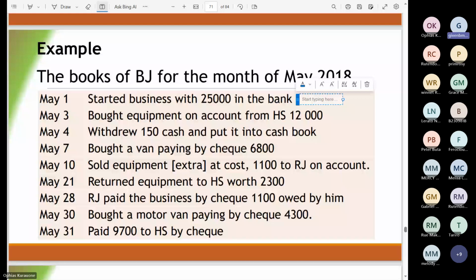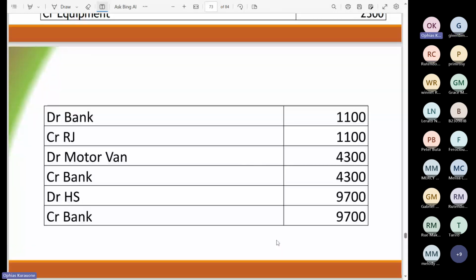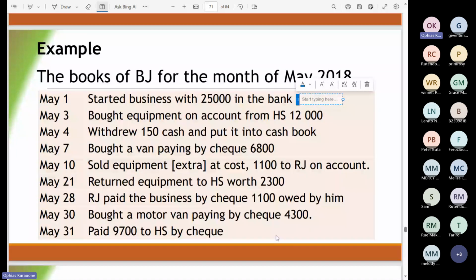Maybe there are other transactions, but I'm not seeing them. Okay, what you can do now, start by understanding here: starting a business with 25,000. Which two accounts are affected here? The capital account and the bank account. Capital and bank, yes.